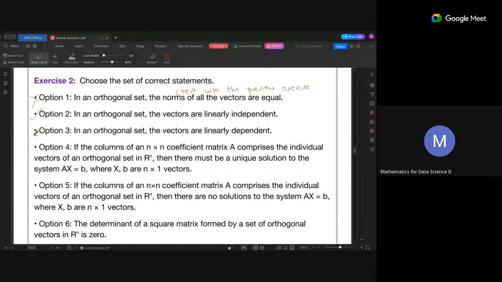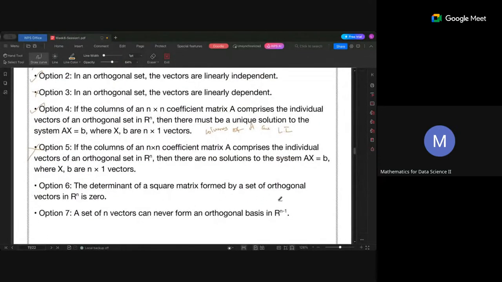Now it is given that the columns are orthogonal vectors. If the columns are orthogonal, what can you say about the columns of A? They are linearly independent. So you know that columns of A are linearly independent. So this tells you that AX equal to B must have a unique solution. Okay, fine. Again, the same question: they are giving no solution, which is incorrect, obviously.